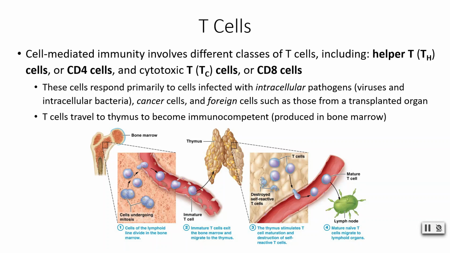They also fight cancer cells and other foreign cells that we might come into contact with from a transplanted organ. Now, T cells themselves are created in your bone marrow, but travel to your thymus gland to become immunocompetent. And what we mean by immunocompetent is fully functional. Immature T cells aren't quite ready to go fight the pathogens, but once they become immunocompetent in your thymus, then they are ready for action.